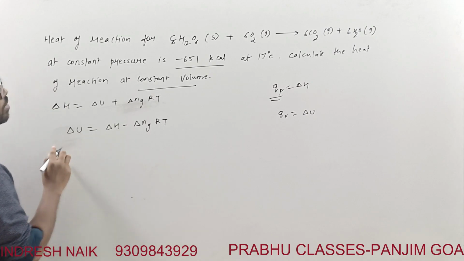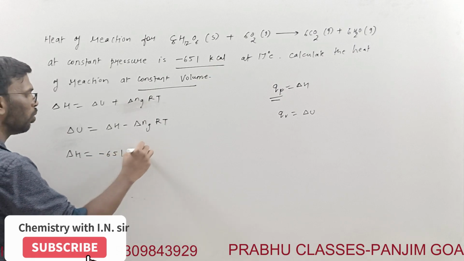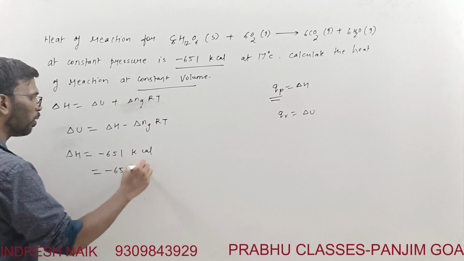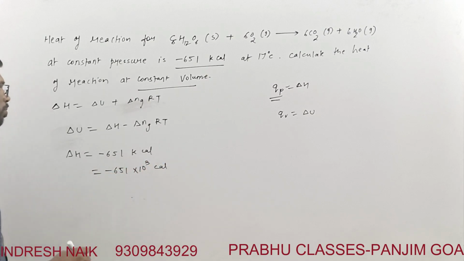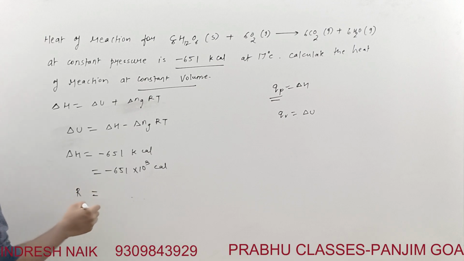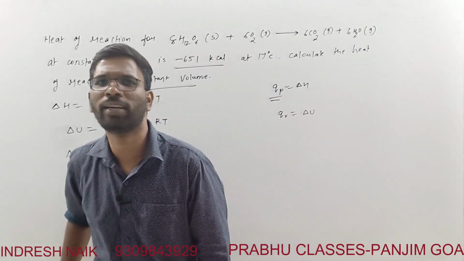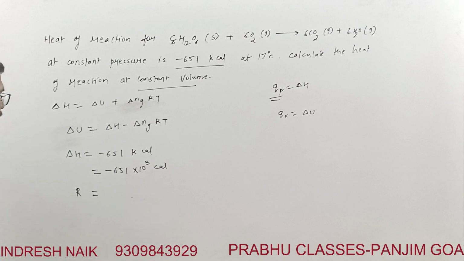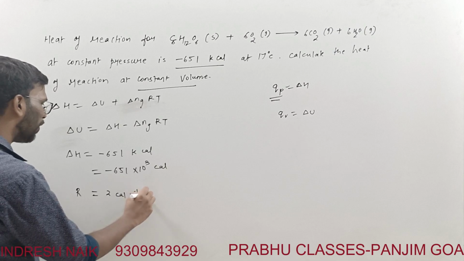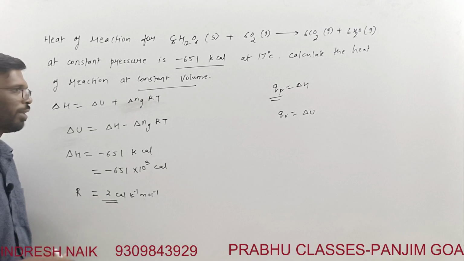So enthalpy is given, delta H is equal to minus 651 kilocalories, which is minus 651 into 10 raised to 3 calories. Now what is R given? R value usually we take as 8.314 joules per Kelvin per mole. Since we are dealing in calories over here, we'll take this to be 2 calories per Kelvin per mole. In terms of calories it is this way.